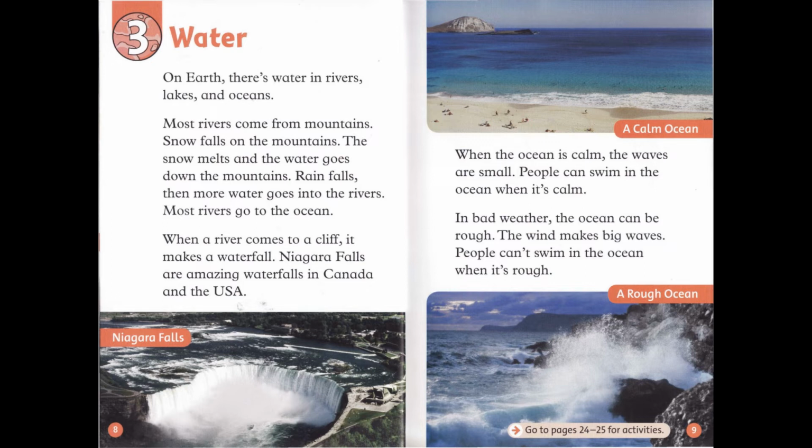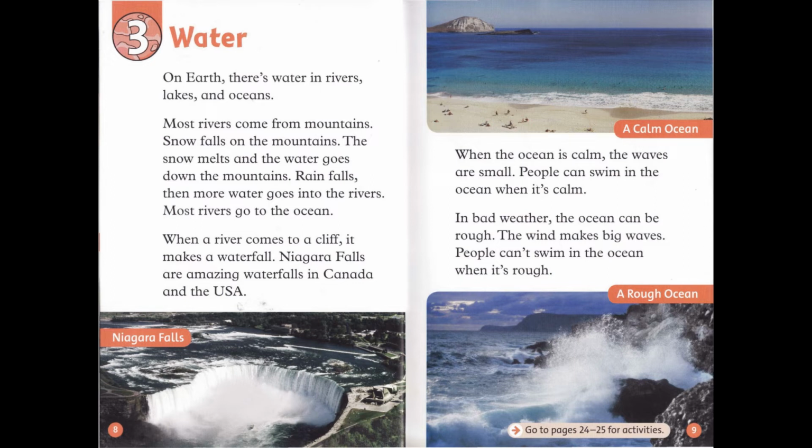When the ocean is calm, the waves are small. People can swim in the ocean when it's calm. In bad weather, the ocean can be rough. The wind makes big waves. People can't swim in the ocean when it's rough.